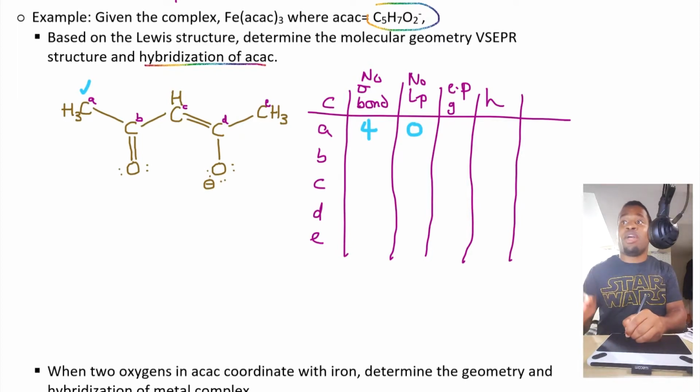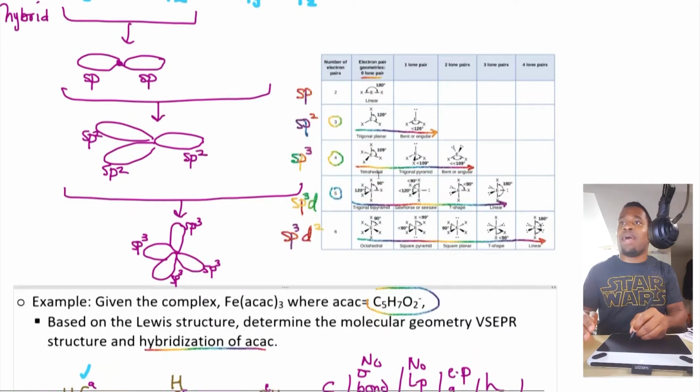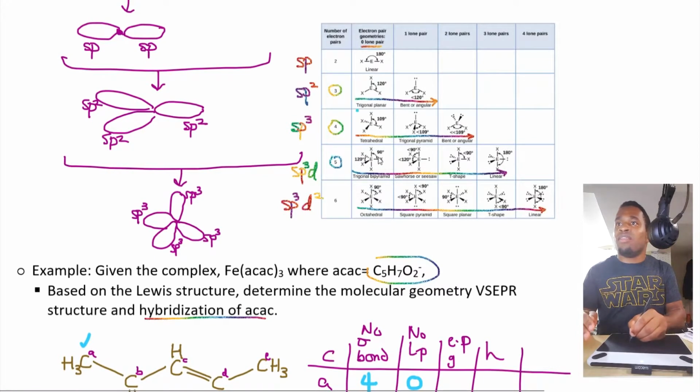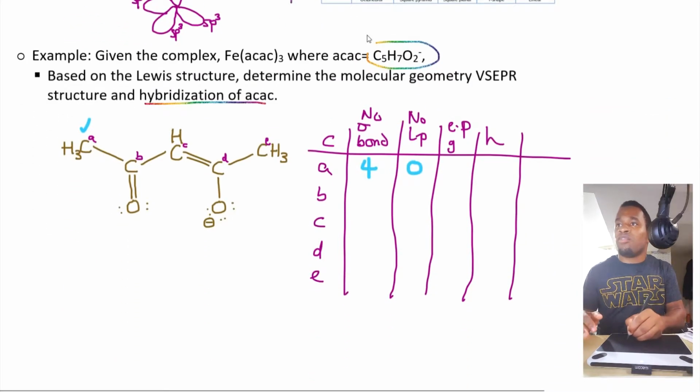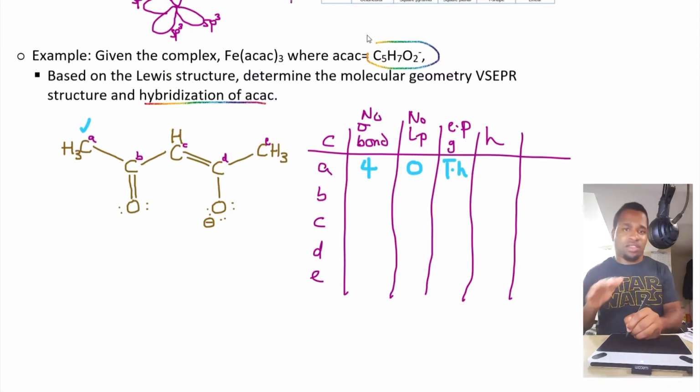Now the electron pair geometry, looking at this particular chart, is this one right here, which has 4 bonds with 0 lone pairs. That tells us it is tetrahedral, and it has a hybridization that is sp3. So we just put tetrahedral, TH, as our short form, and then our hybridization is sp3. So that's about it for A, which is great.